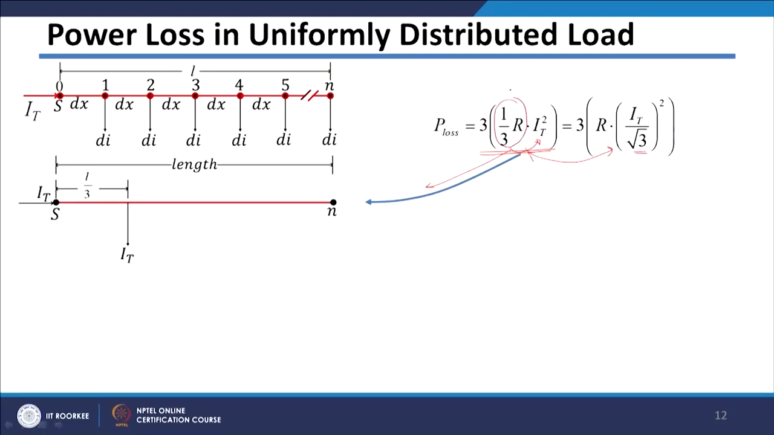when I am taking 1 by 3 R, I can take total current into account, means total current I can lump at 1 by 3 distance. So, this particular feeder section will be having R by 3 resistance. So, in that case it will be IT square multiplied by your R by 3 resistance, and 3 times is actually for 3 phases.